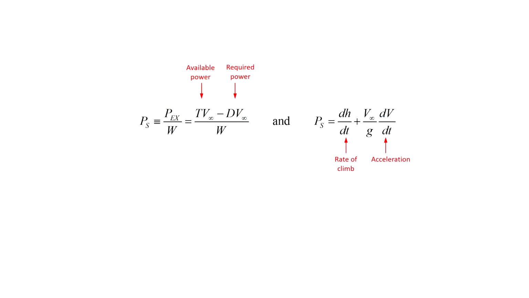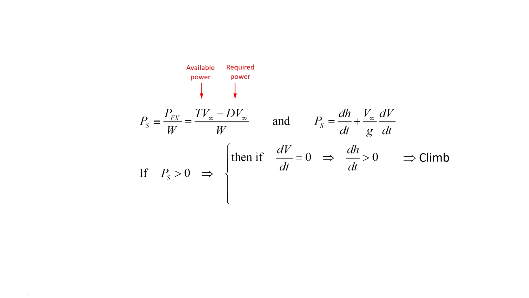The excess power is simply the difference between the available and required power. If it is positive, then per equation 19-52 or 20-80, three things can happen. 1. If the airspeed is constant, then the term dv/dt is equal to 0. The airplane will increase its height or climb, and it does so whether the pilot likes it or not. 2. If the term dh/dt is 0, then the airplane will accelerate to a higher airspeed. And 3. There is a combination of 1 and 2.